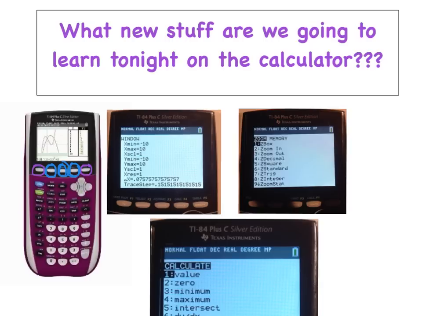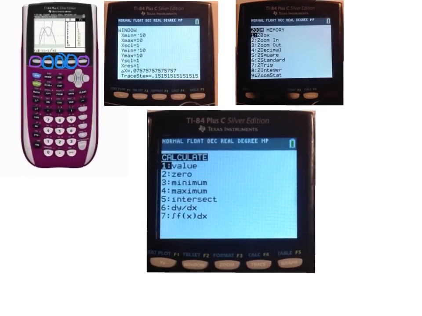But most importantly, we're going to put about 90% of our effort tonight into talking about the calculate menu, which you'll notice if you don't want to hit trace first, you want to hit second, then trace. It's going to take you to what we call the calculate menu. We're going to talk about these first four options: evaluating a value, finding zeros, finding minimums, and finding maximums. Later in the year, we'll do choice 5 there, intersect, and then when you get to calculus, we'll do 6 and 7, where we find derivatives and integrals.